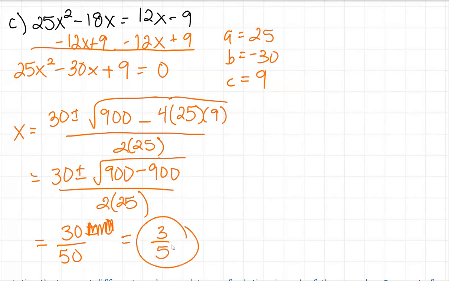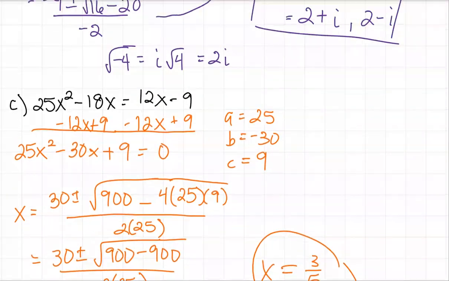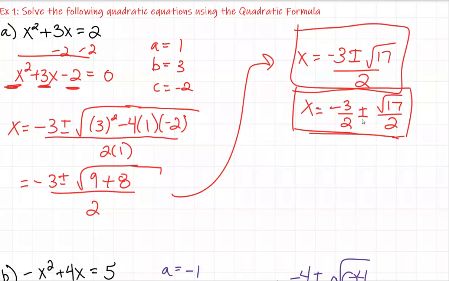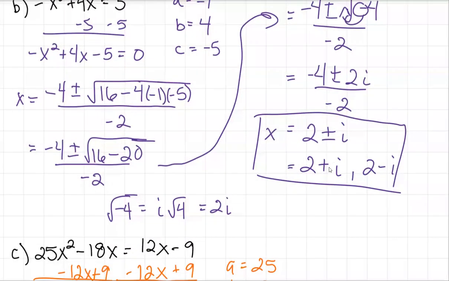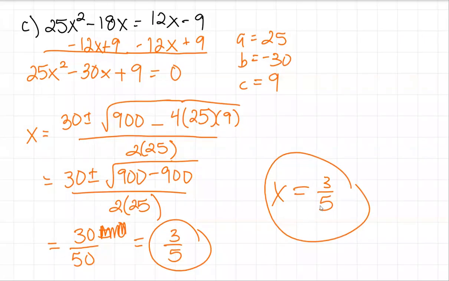Cool. This time we actually only got 1 answer. We're used to seeing 2 from that plus or minus, but here we only got 1. Cool. All right, so let's review a little bit what we just did. We used the quadratic formula, and if you notice, we got 3 different types of answers. In this first one, we got 2 real numbers, right? There's no i's here. In this second one, we got 2 complex numbers. And in this third one, we only got 1 real number, okay?